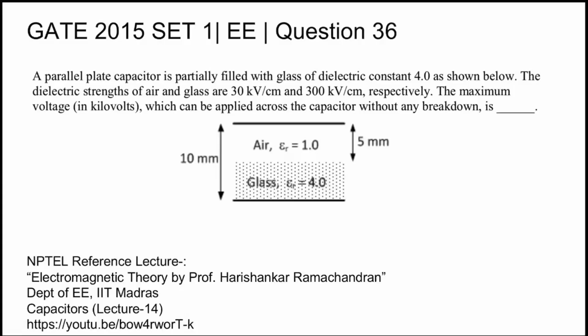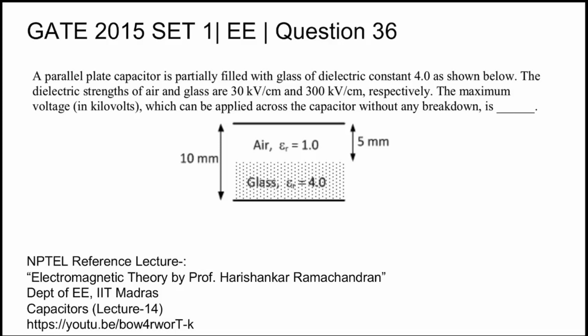GATE 2015 Set 1 Electrical question number 36. A parallel plate capacitor is partially filled with glass of dielectric constant 4, and the dielectric constant for air is always 1. It is given that the dielectric strengths of air and glass are 30 kV per centimeter and 300 kV per centimeter. Find the maximum voltage in kV which can be applied across the capacitor without any breakdown.